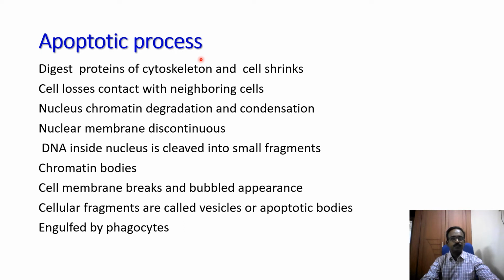Cells show a sequence of morphological changes during apoptosis. Activated caspases digest the proteins of the cytoskeleton, and the cell shrinks and becomes round in shape. Because of the cell shrinkage, it loses contact with the neighboring cells or surrounding matrix. Chromatin in the nucleus undergoes degradation and condensation. The nuclear membrane becomes discontinuous.